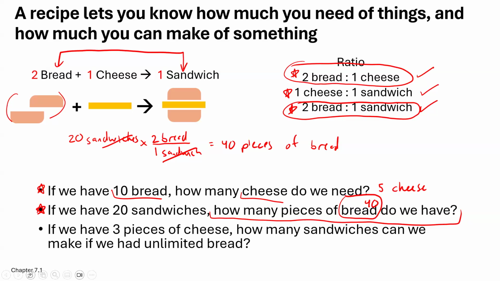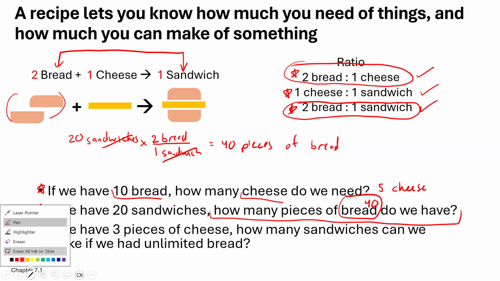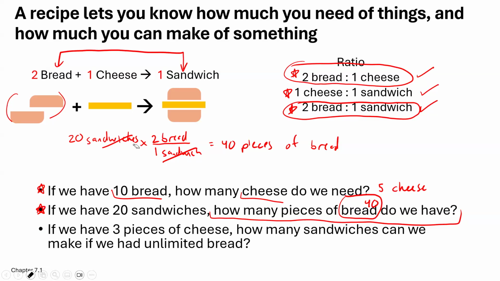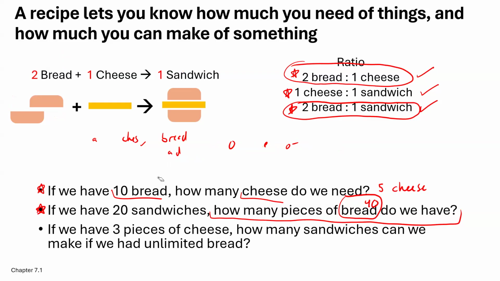All right, let's do the last one. If we have, let me just erase this again. Sorry, it's so slow today. Oops. Okay, let's do this last one.